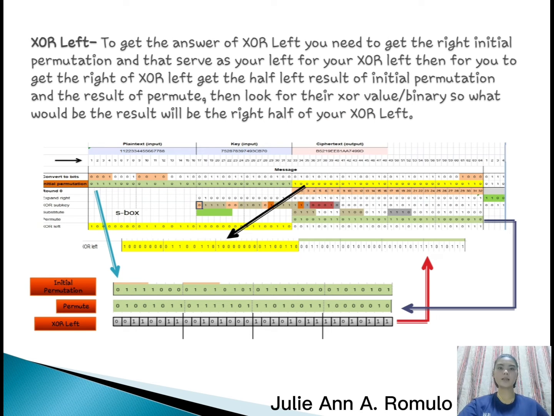XOR left. To get the answer of XOR left, you need to get the right initial permutation, and that serves as the left of your XOR left. Then for you to get the right of XOR left, get the left half result of the initial permutation and the result of permute. Then look for the XOR value or binary. So what would be the result? It will be the right half of your XOR left.